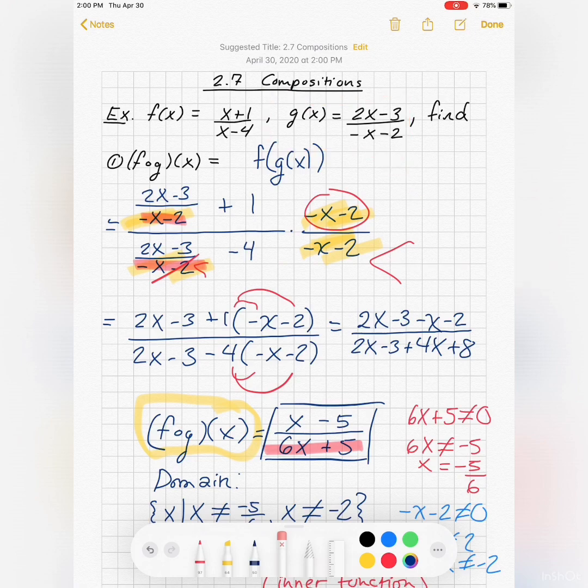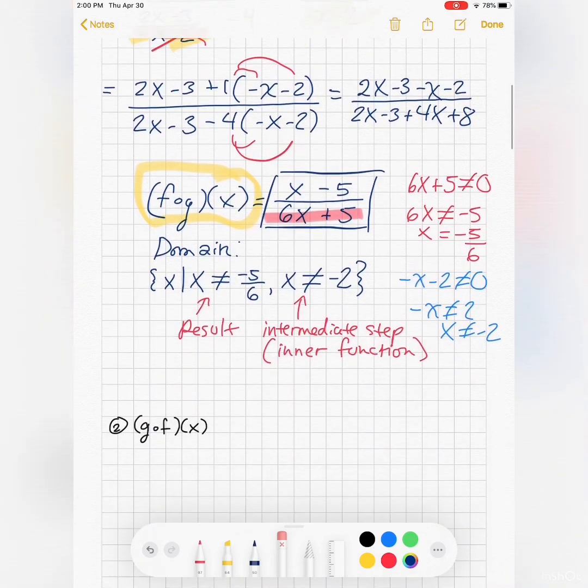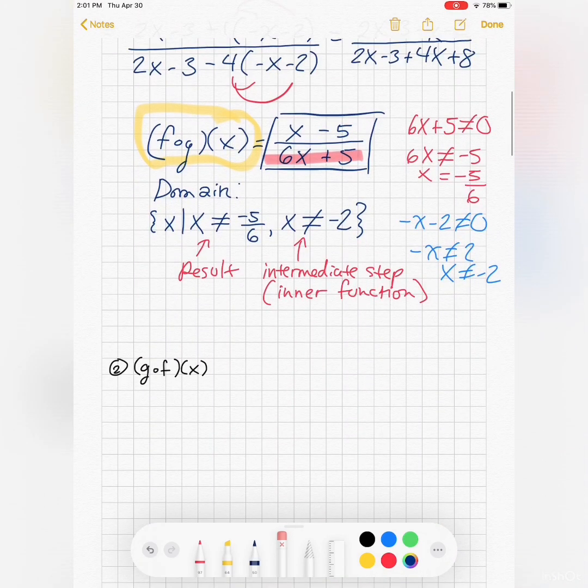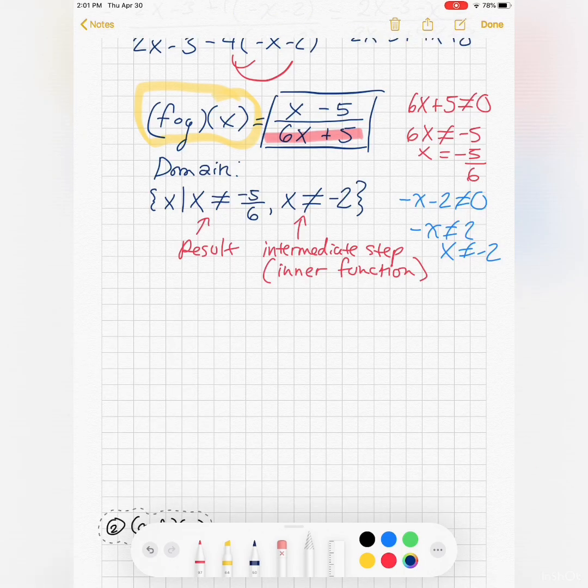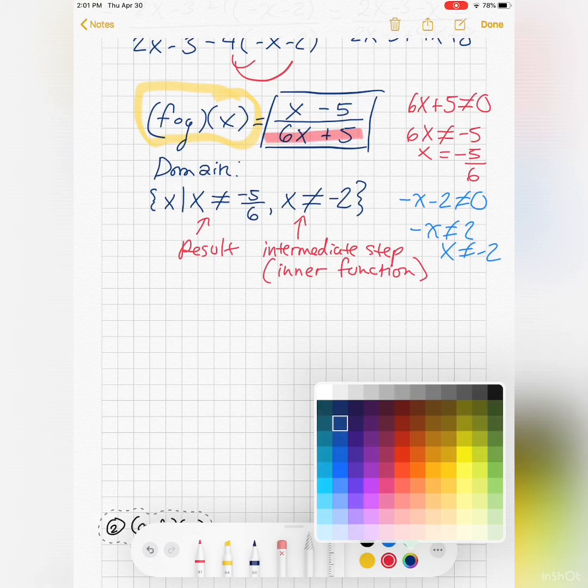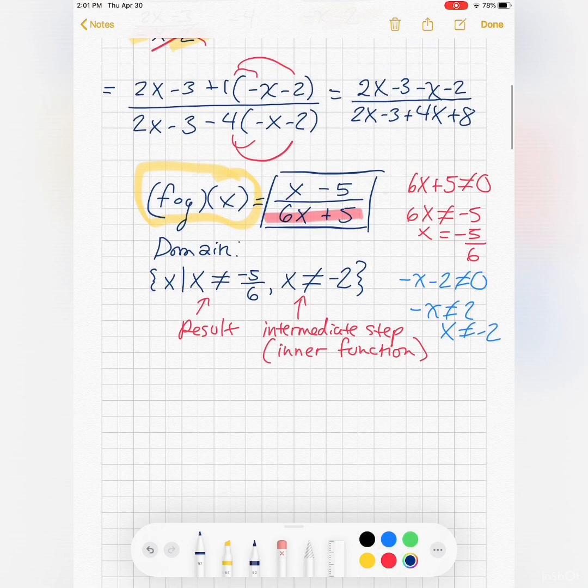Okay. All right, so anyway, well, let's see, what else can I do? So that is the domain, and that one is set builder notation. Okay, so remember this was called set builder notation. So I could also write that domain in interval notation.